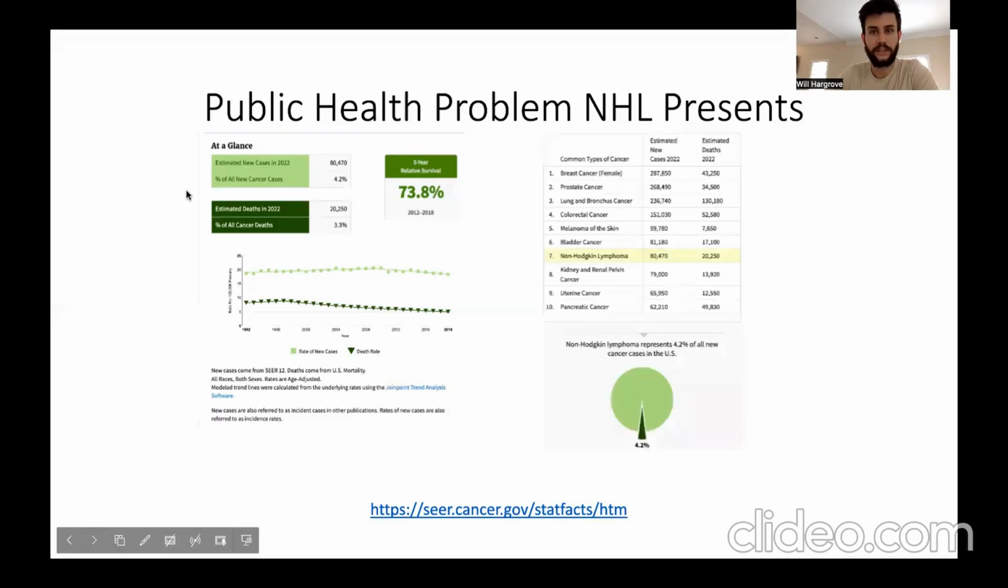All this information on the left, sorry, is age adjusted and it's for all races and in all sexes. If you look at the mortality rate, it's actually been decreasing over the years. It is estimated that NHL is going to be the 7th most common new cancer, or most cancer cases, of 2022.